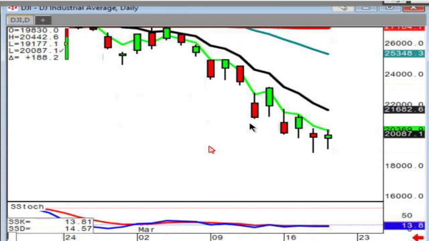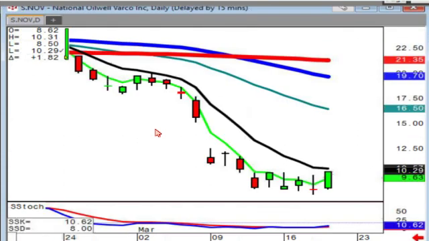Okay, everybody. We will see everybody in the chat rooms tomorrow. It will be pretty important to see how they open the futures tomorrow. This is National Oilwell. Nothing yet until they get up through the T-line.